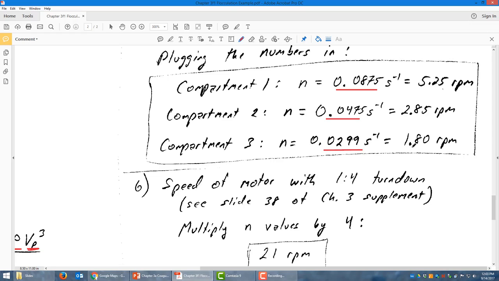Now here's just a check, does it make sense that compartment 1 has a faster speed than the others? That's the one that's going to have the most power, the most mixing. So yeah, it should have the faster speed. The later one is when we want a gentler mixing, so we're going to slow that one down.